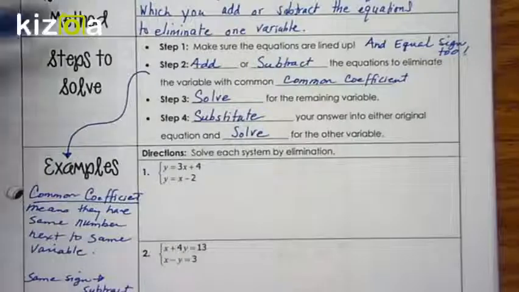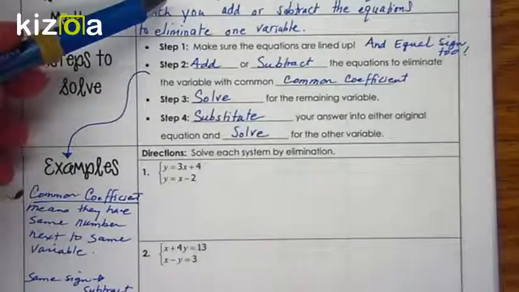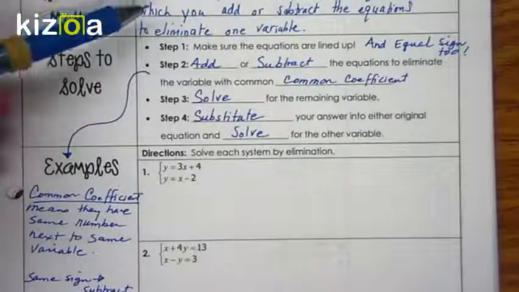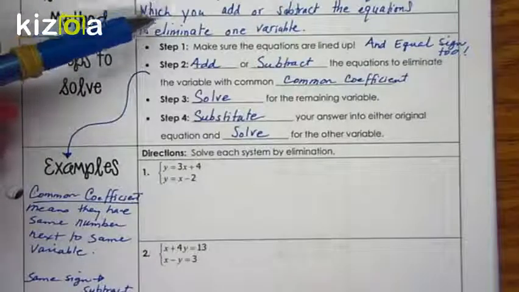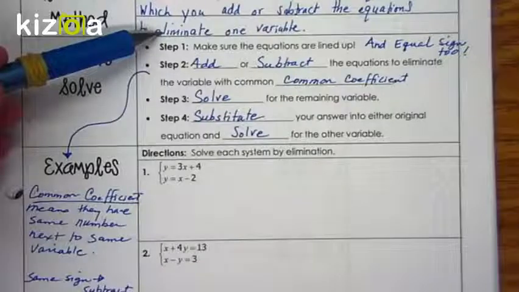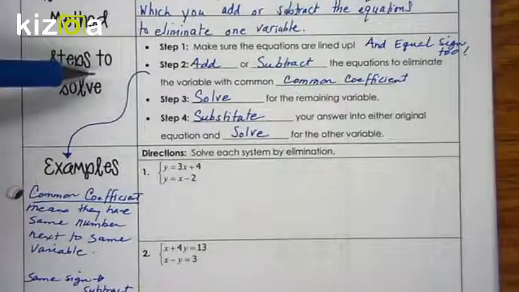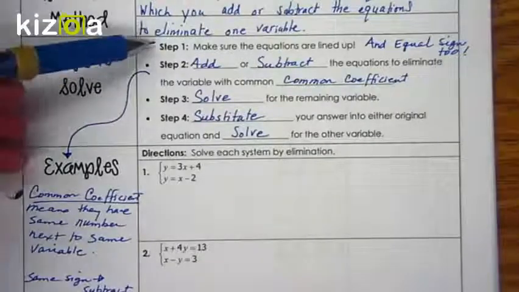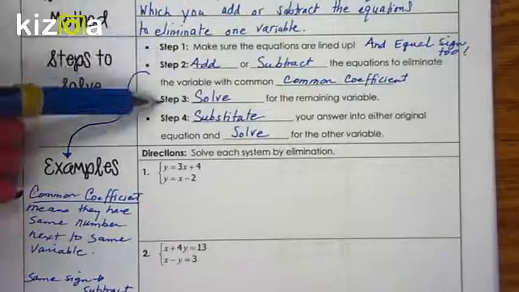Today we're going to work on the elimination method, which is a method of solving systems of equations in which you add or subtract the two equations to eliminate one variable. The steps to solve these questions are here.